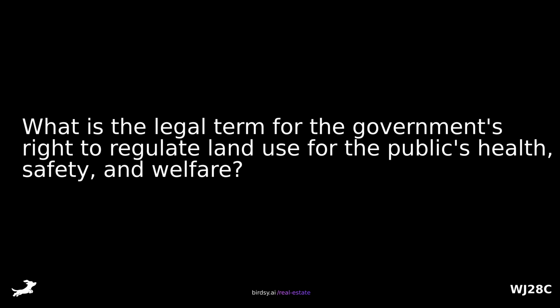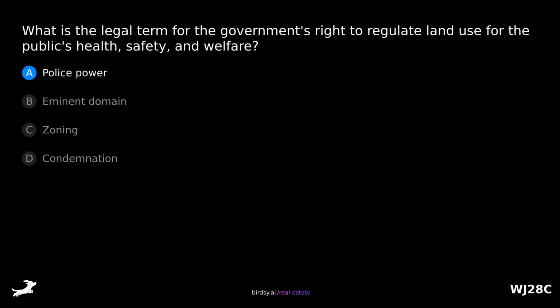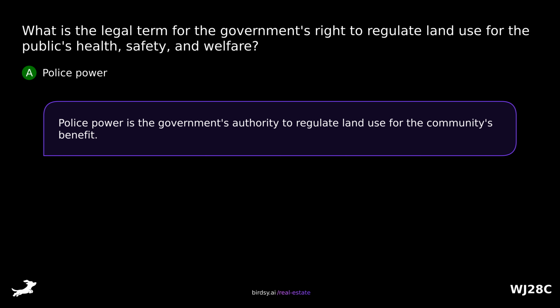What is the legal term for the government's right to regulate land use for the public's health, safety, and welfare? Is it A, police power, B, eminent domain, C, zoning, or D, condemnation? The answer is A, police power. Police power is the government's authority to regulate land use for the community's benefit.